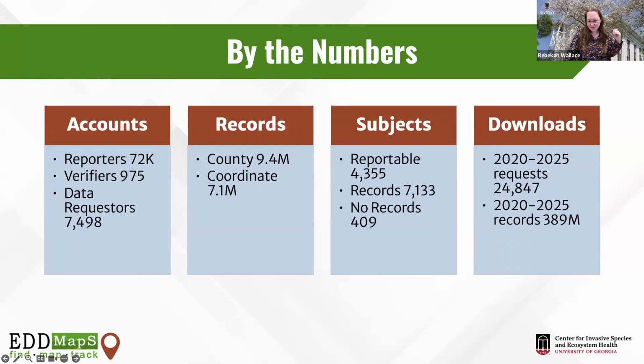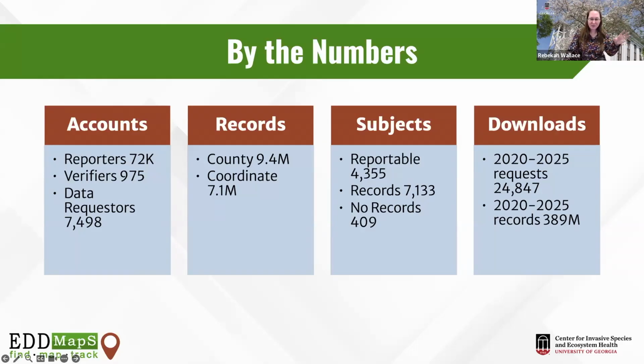We have 4,355 reportable species, and as I mentioned before, we do get data coming in bulk, so we do have 7,133 subjects reported. So in some cases, we're getting data reported on subjects that are generally a lower priority or hyper local and aren't generally available for reporting. And of the 4,355 reportable species, we do not currently have records for 409 of them.